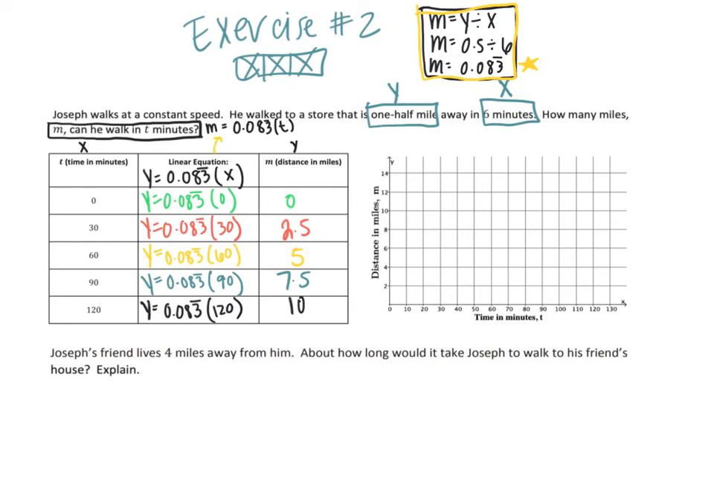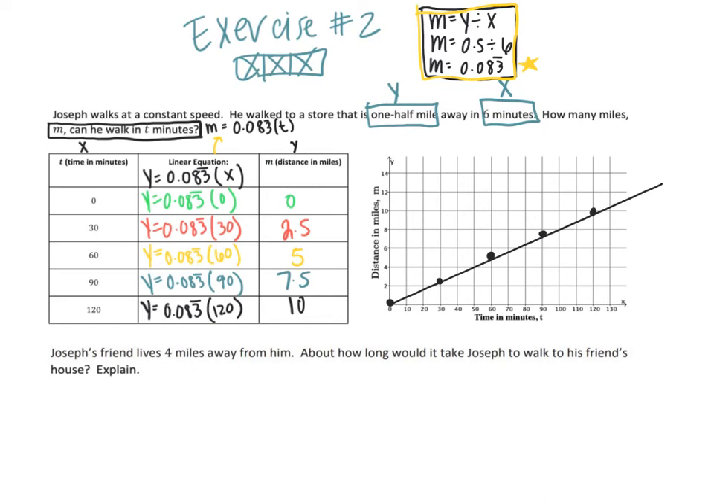and I went ahead and I just answered this question up here. I said, oh, that's the same as saying m equals 0.083t. And then I applied it. So the values I got were 0, 0, 32.5, 65, 97.5, and 120, and 10. So right now I'm going to go ahead and graph that off to the right. So here's what my graph looks like off to the right. You can see that it's a constant rate.